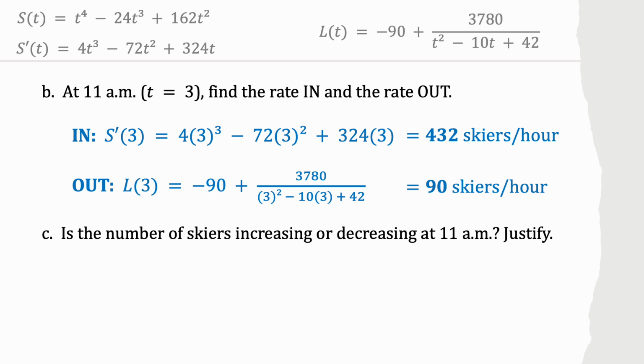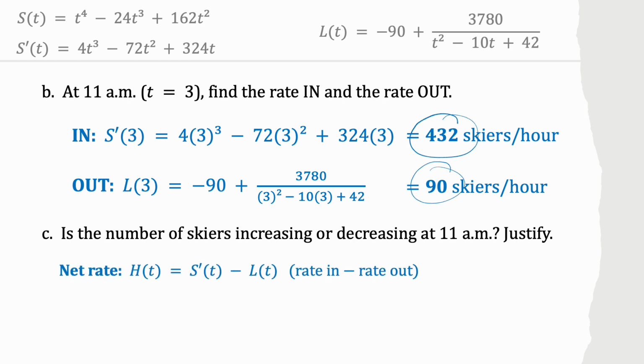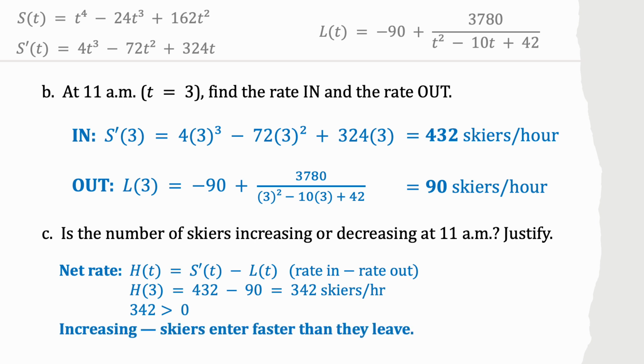Now compare those. Is the number of skiers increasing or decreasing at 11 a.m.? Well, in is bigger than out, right? The other way we could say that is looking at the net rate. Let's name it H of t, and H of t is the rate in minus the rate out. Oops, let me clear that up. There we go. The rate in minus the rate out is 342 skiers per hour. That is positive, so that means we have an increasing number of skiers. They're entering faster than they're leaving.